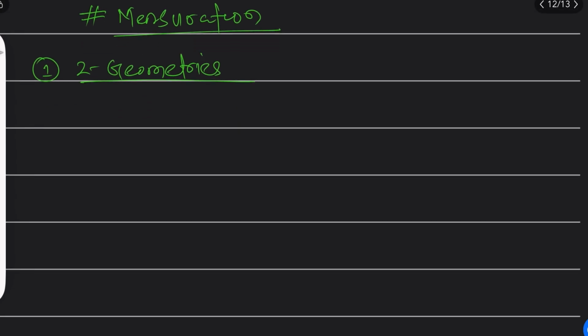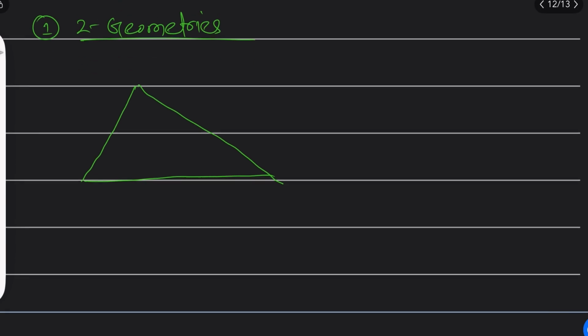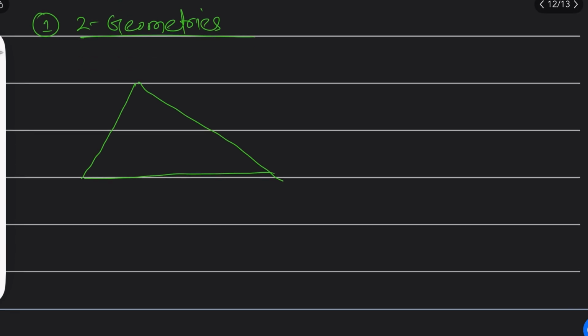if I am talking about 2D geometry, let's talk about the triangle first. Any triangle you can take, let's say this triangle, a general or scalene triangle. Let's say this is A, this is B, this is C, and this is H, the height of this triangle. If I am talking about the perimeter of this triangle, what will be the perimeter? Perimeter is A plus B plus C.